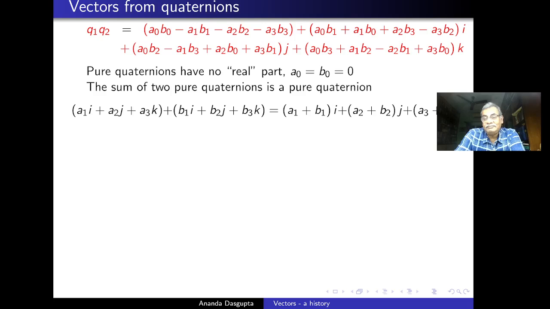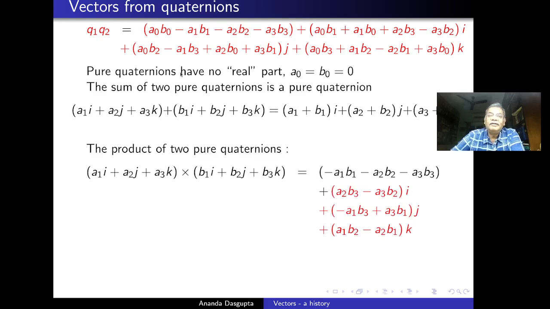But before that, if you were to add two such quaternions, obviously they would just add component by component. A1 i plus A2 j plus A3 k added to B1 i plus B2 j plus B3 k would simply be (A1 plus B1) i plus (A2 plus B2) j plus (A3 plus B3) k. No surprises there. The product would be simply something like this. This term would drop off. You will get minus A1 B1 minus A2 B2 minus A3 B3. What about the i part? These two terms would drop off because A0 and B0 are 0. So you would get A2 B3 minus A3 B2.